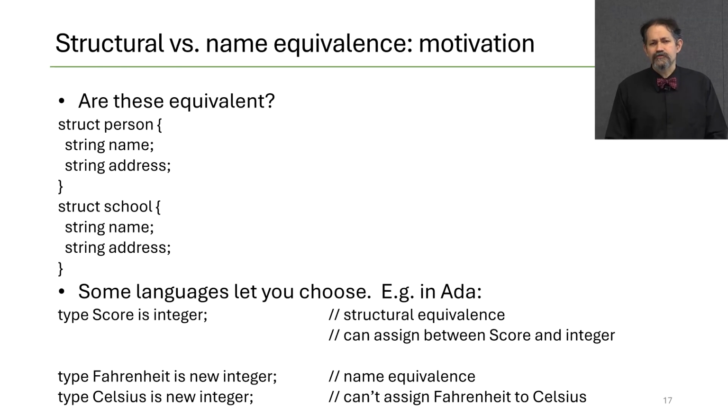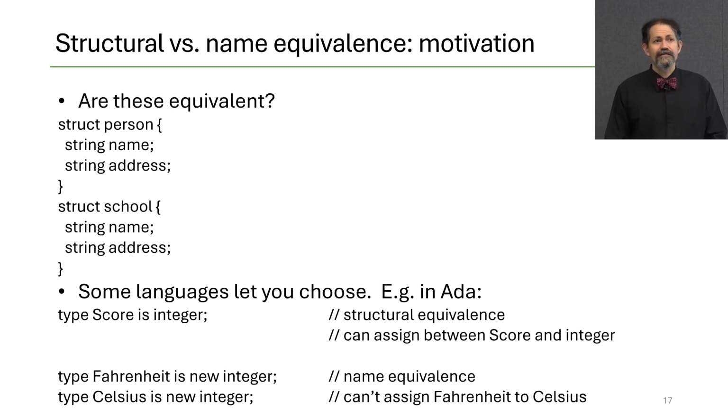There are two notions of type equivalence that are typically used in programming languages. To motivate these, look at the following types. We have a person who has a string name and address, and a school that also has a string name and a string address. Are these the same type? It turns out that some languages let you choose.